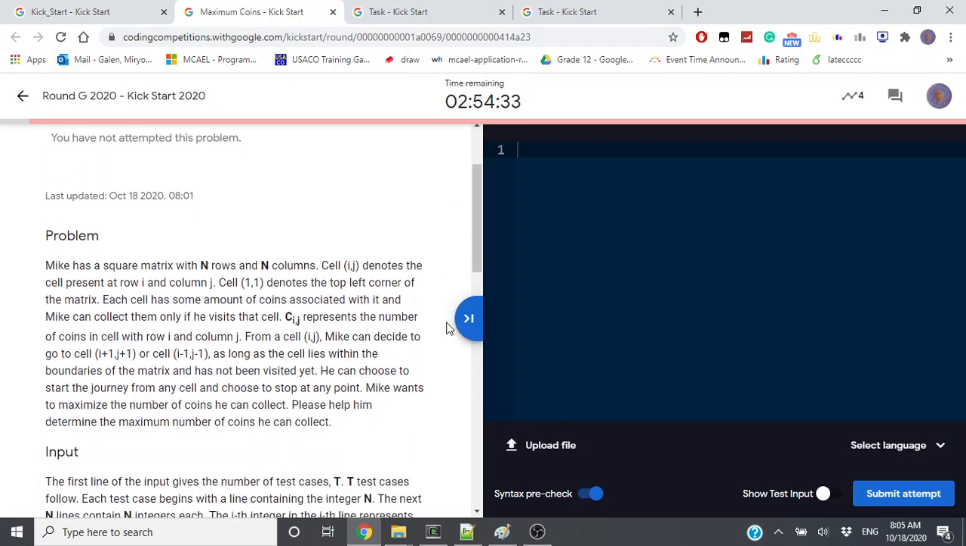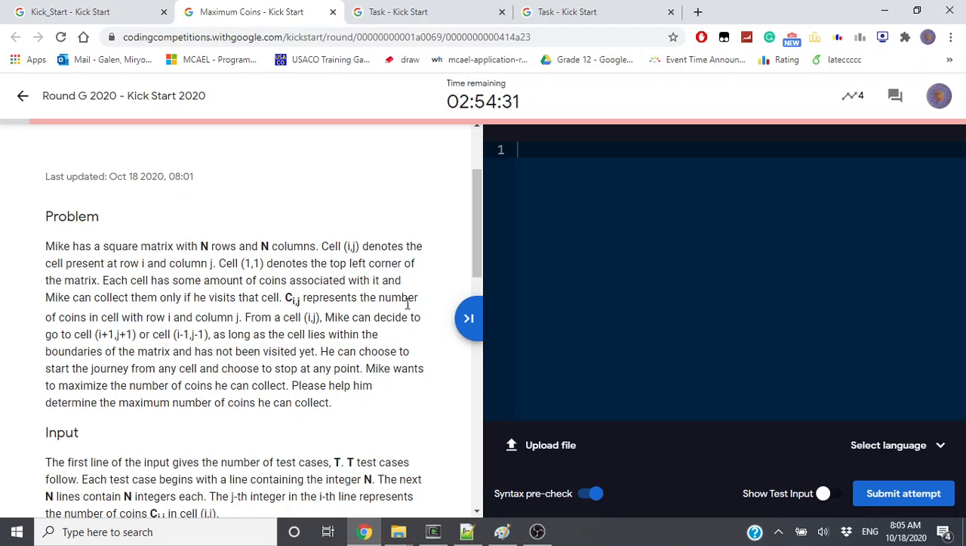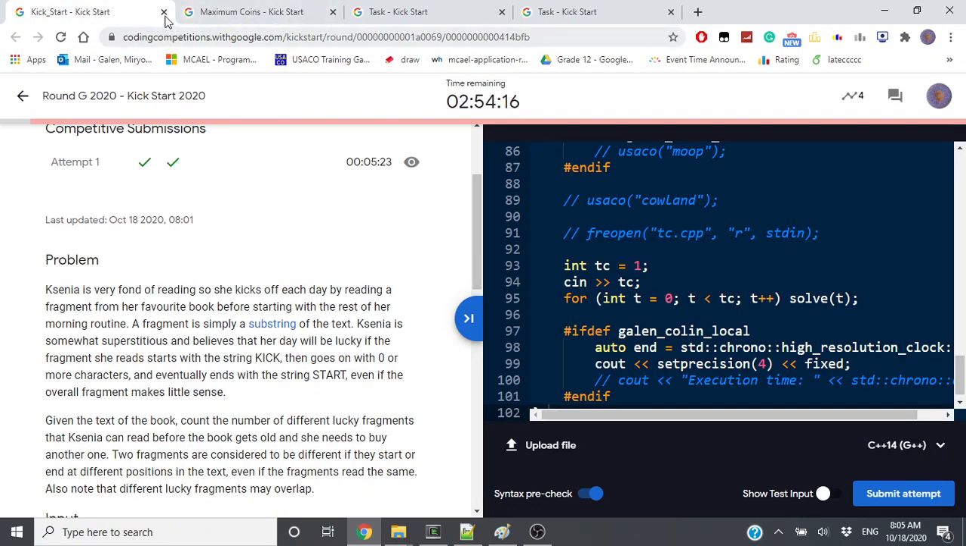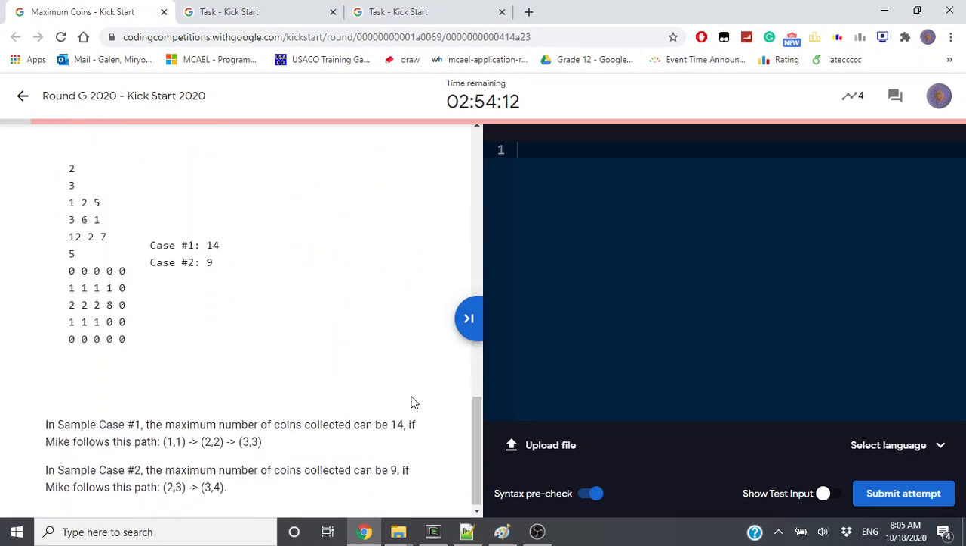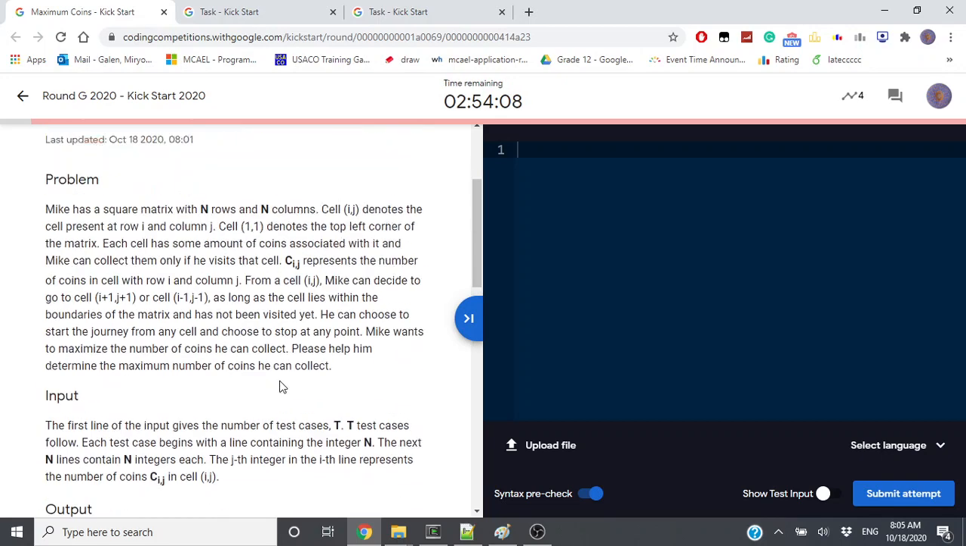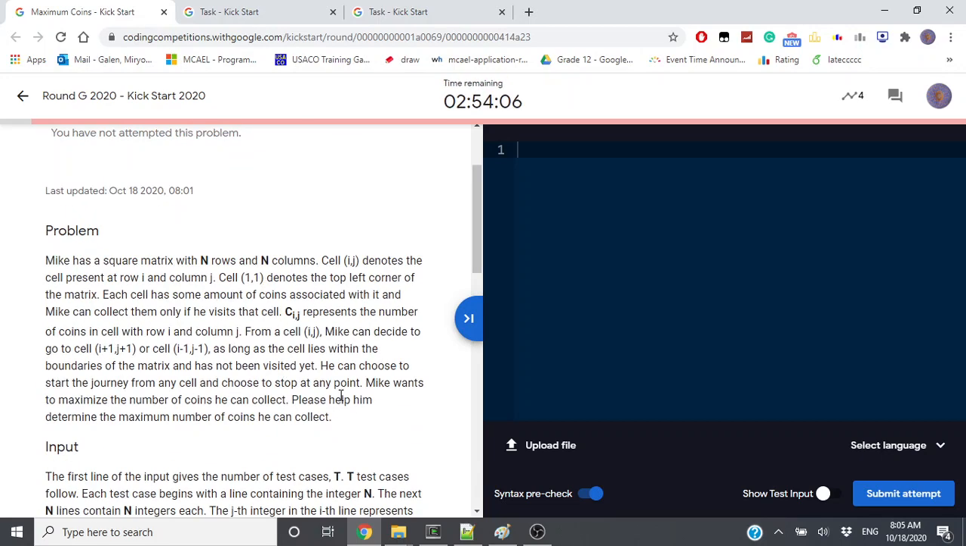You have a square matrix n by n. Oh, that's a short statement. Nice. Top left, number of coins, can only go to i plus 1, j plus 1, or i minus 1, j minus 1. Okay, we got a. So we can go only on the diagonals.